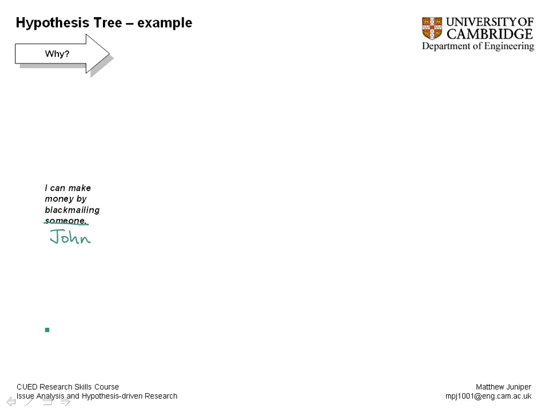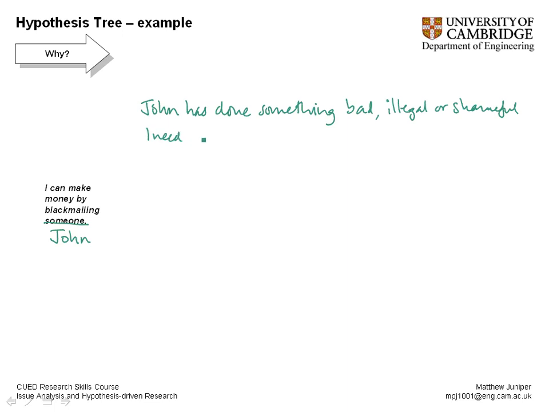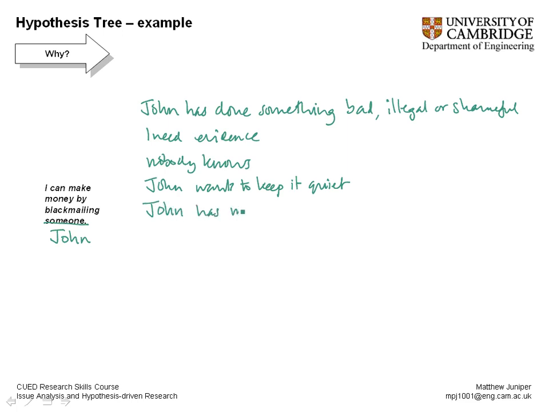What has to be true for that to be true? Well, for example, John has to have done something bad or shameful. Secondly, you have to have evidence, I suppose, that John has done something bad. So I'll keep this a bit shorter now. I need evidence. What else? Nobody else knows. John wants to keep it quiet. John has money. That's going to be quite important, or at least the ability to go and take out a great big loan in order to pay me.